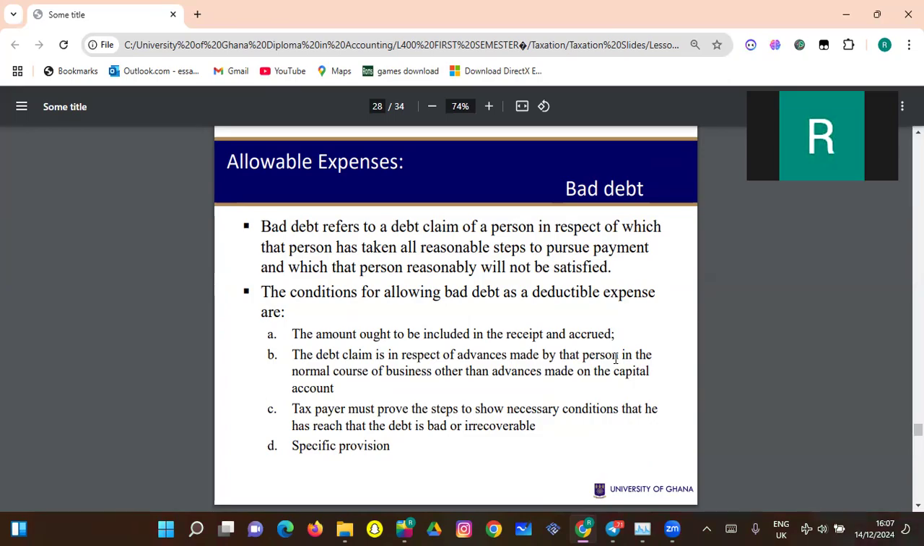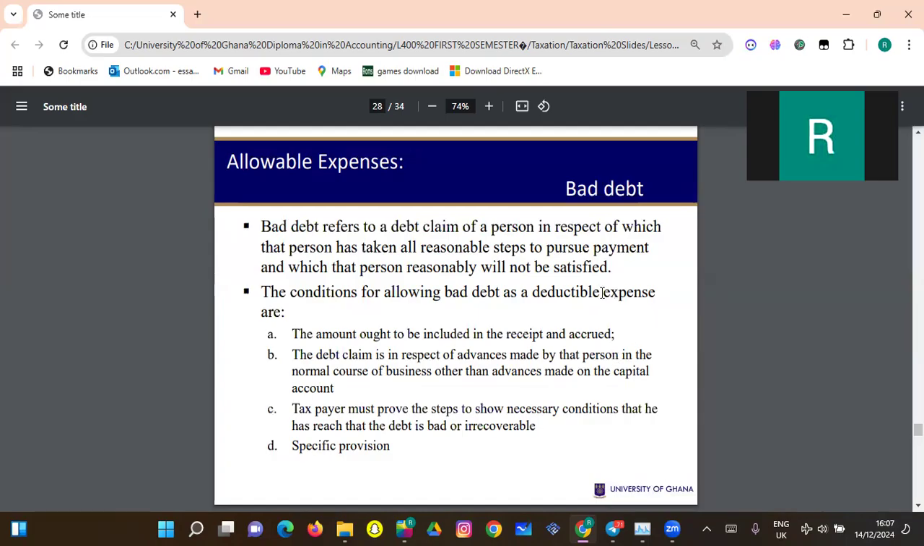In the normal course of business, businesses that sell on credit have a high probability of incurring bad debts. It would be unreasonable if you were not allowed to deduct that in your expenses. If you make sales and you've not been able to receive some parts of the sales, then it should be allowable for deduction, right?